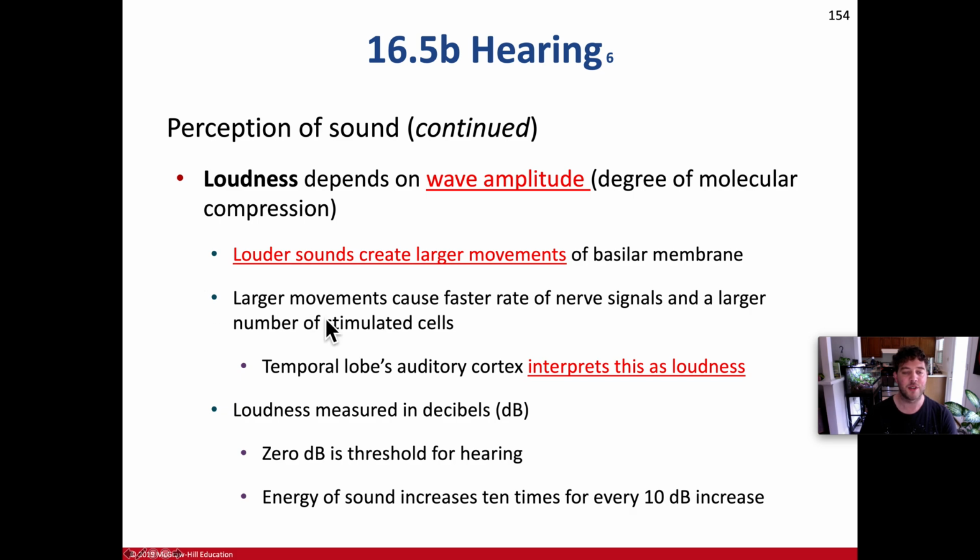All right, so larger movements cause a faster rate of nerve signals and a larger number of stimulated cells. Essentially, the louder something is, the more stimulation it causes, the more displacement of hair cells, which in turn sends a larger nerve signal. The temporal lobe's auditory cortex interprets that high rate of signals as loudness. That's measured in decibels. 0 decibels is the threshold for hearing.